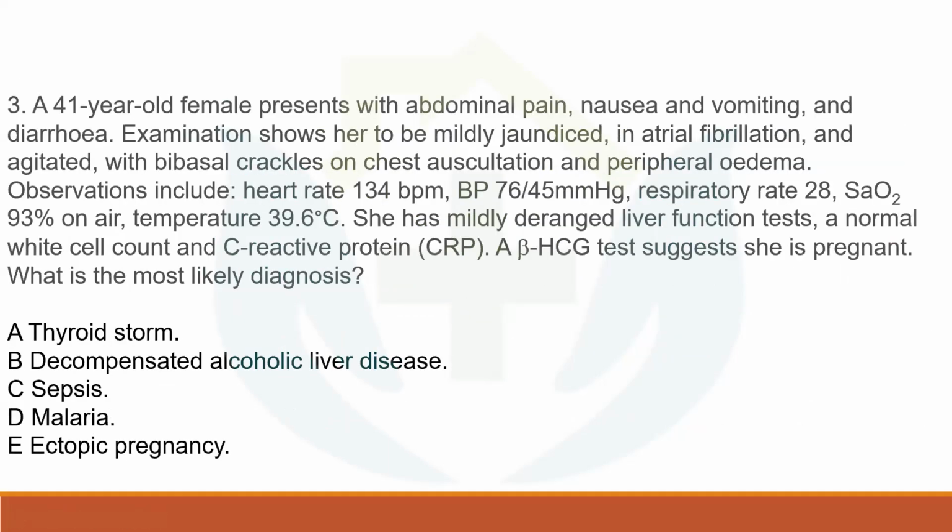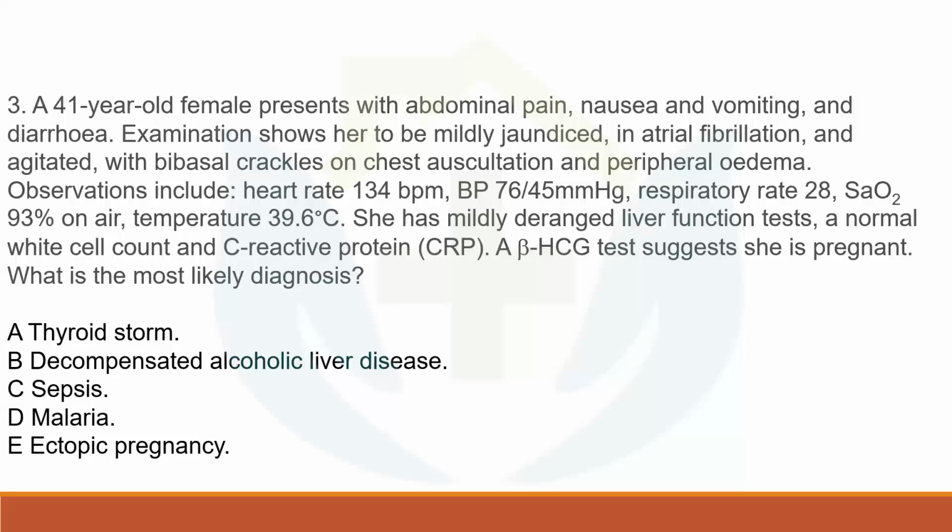We'll move on to the next question. This is a 41-year-old female who presents with abdominal pain, nausea, vomiting, and diarrhea. Examination shows her to be mildly jaundiced and agitated, with bibasal crackles on chest auscultation and peripheral edema. Observations include heart rate 134, BP 76 by 45, respiratory rate 28, saturation 93% on room air, and temperature 39.6. She has mildly deranged liver function tests, a normal white cell count and CRP. A beta HCG test suggests she is pregnant. What is the most likely diagnosis?